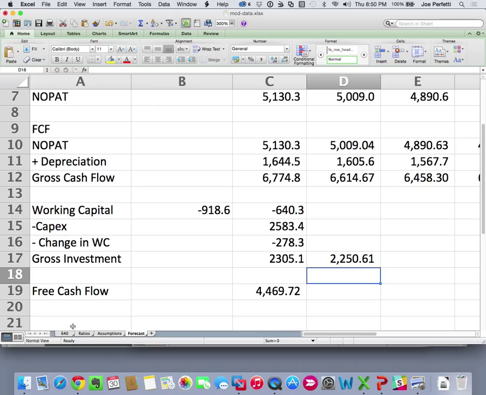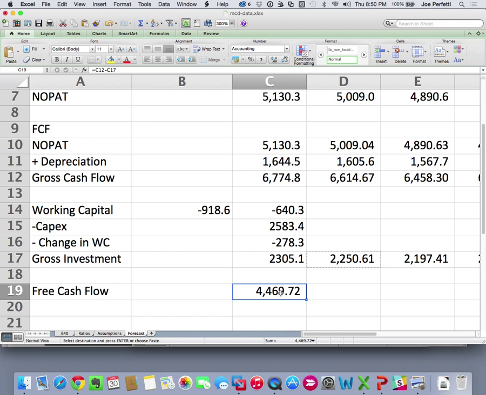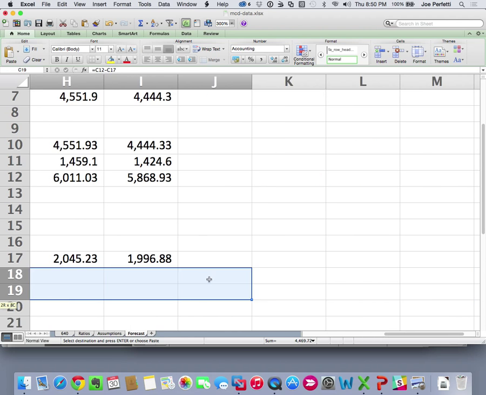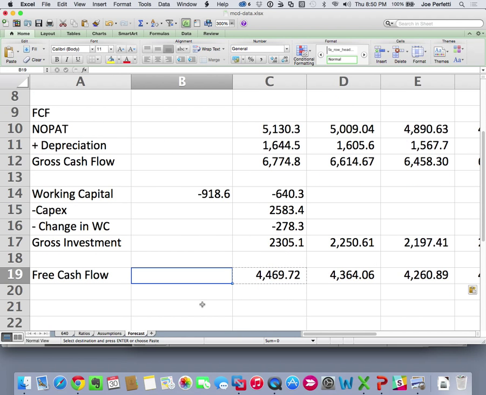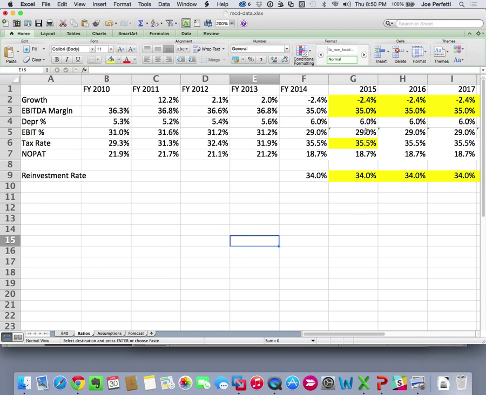Now, in the real world, you would probably forecast working capital year by year. In the real world, you would forecast CapEx year by year. But practically, what you're doing is forecasting a reinvestment rate year by year. So I'm going to simplify it and say you forecast a reinvestment rate to come up with that gross cash flow. So if I copy this forward, those are the free cash flows for McDonald's for those 6 years, which are created based on these ratios.